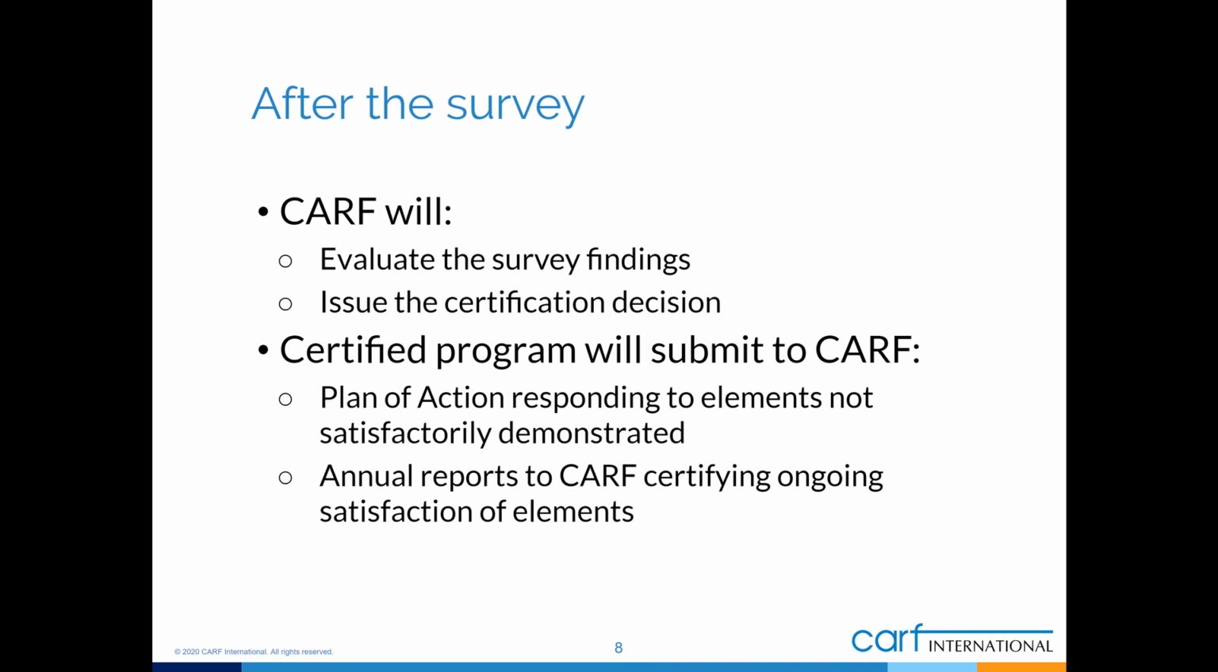After the on-site visit, the surveyor will submit the survey findings to CARF, and CARF will determine the certification decision based on whether, for each level of care surveyed, your organization met all of the defining elements and demonstrated substantial satisfaction of the non-defining elements. If CARF issues certification for one or more levels of care, the certification is effective for 3 years. If your program is certified, it must submit a plan of action, or POA, to CARF within 90 days of receiving the certification decision. The POA must address all the elements that were not satisfactorily demonstrated during the survey.